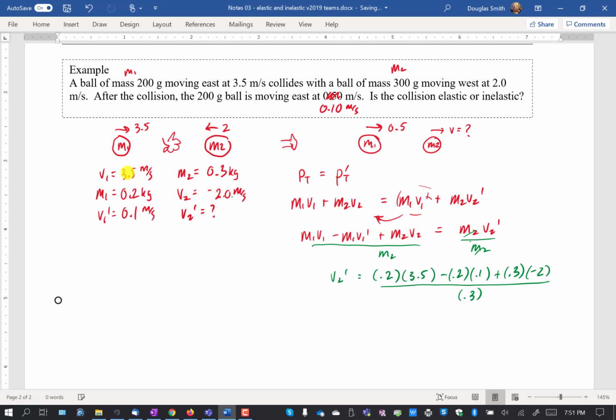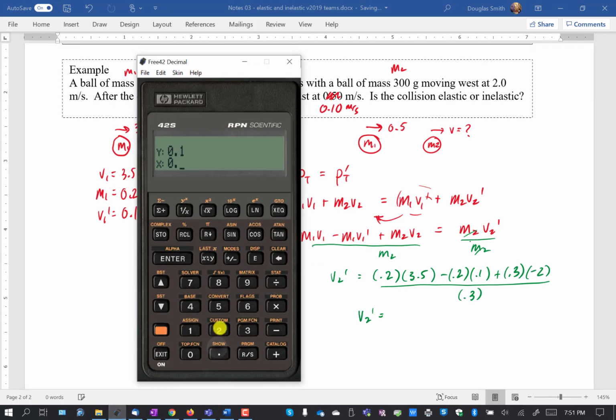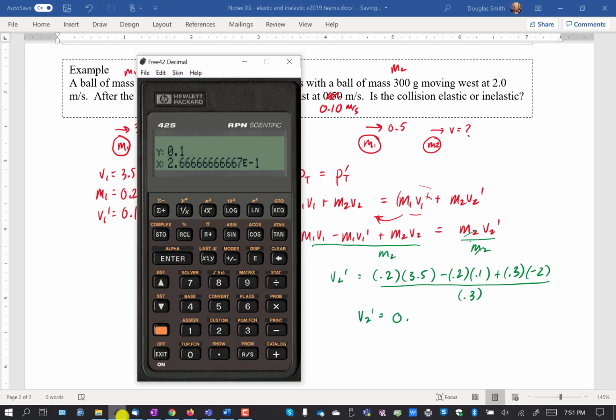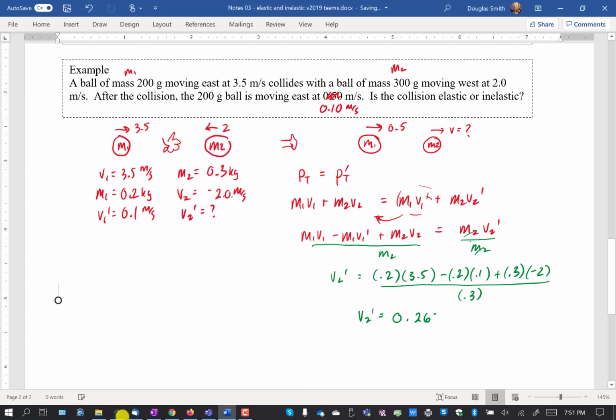Okay, so what I'll do is put that in my calculator here. So I got 0.2, 3.5, 0.2, 0.1, subtract that, 0.3, 2, subtract that, so I get 0.08 divided by 0.3. So I get 0.2666. So that's going in east.